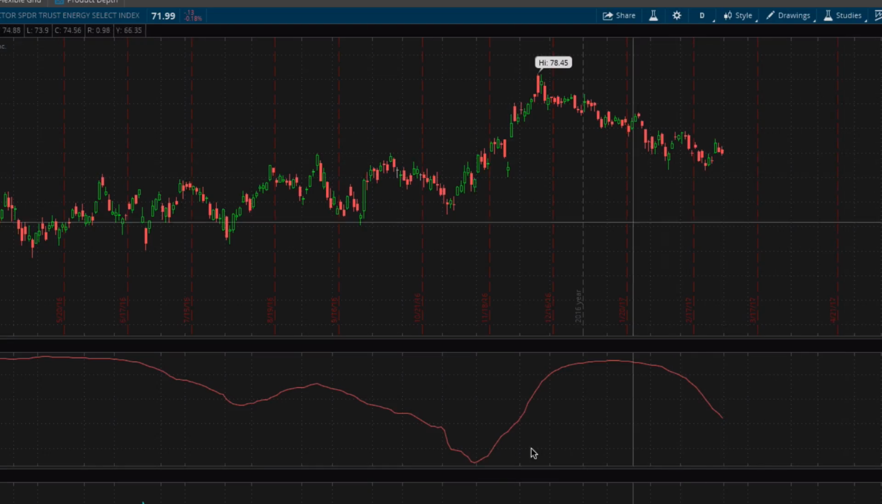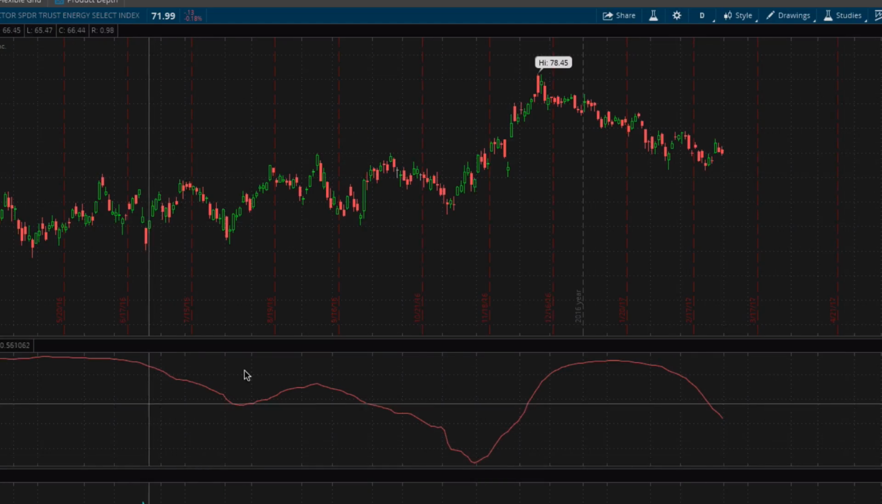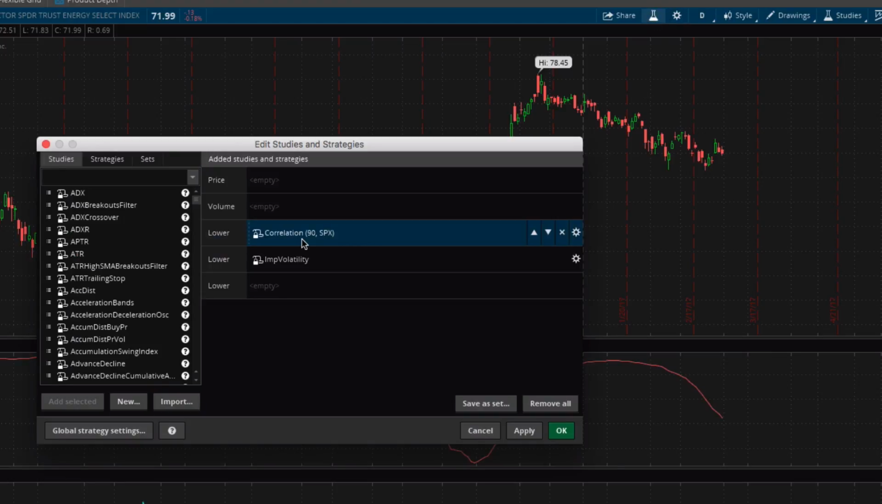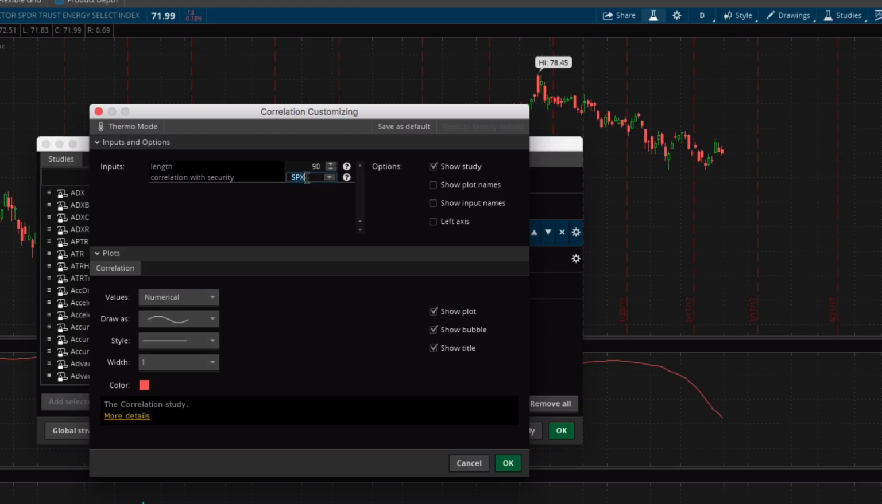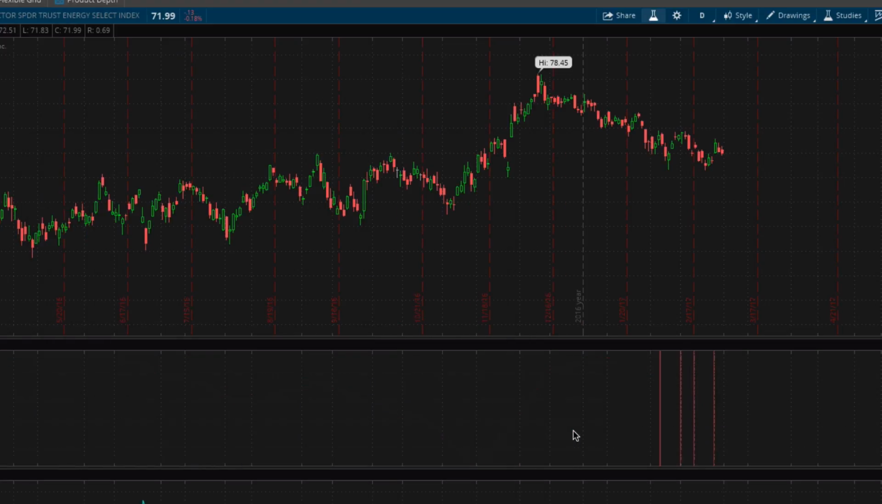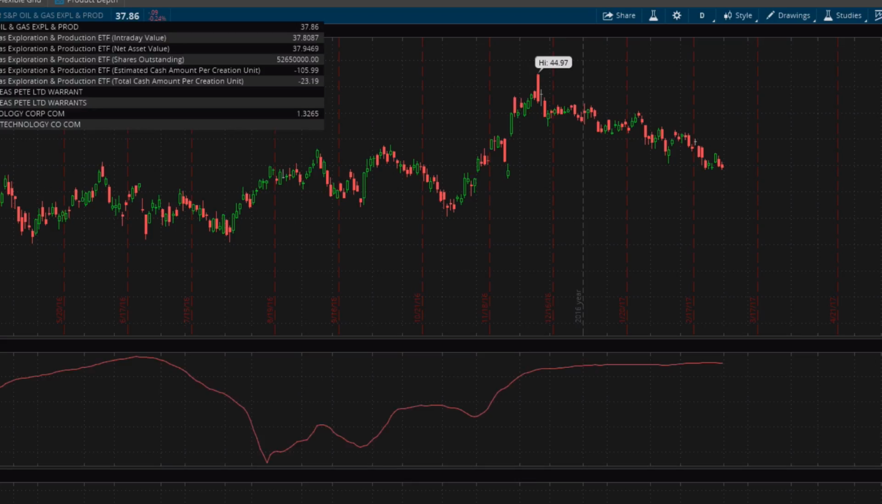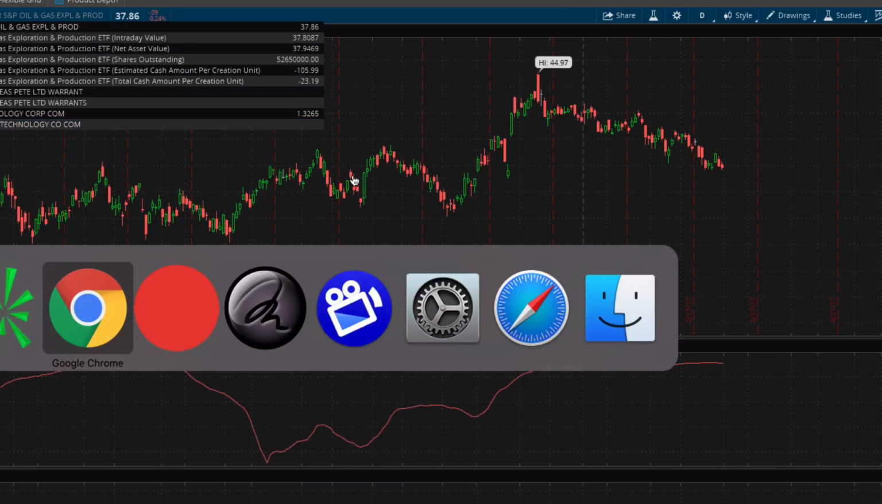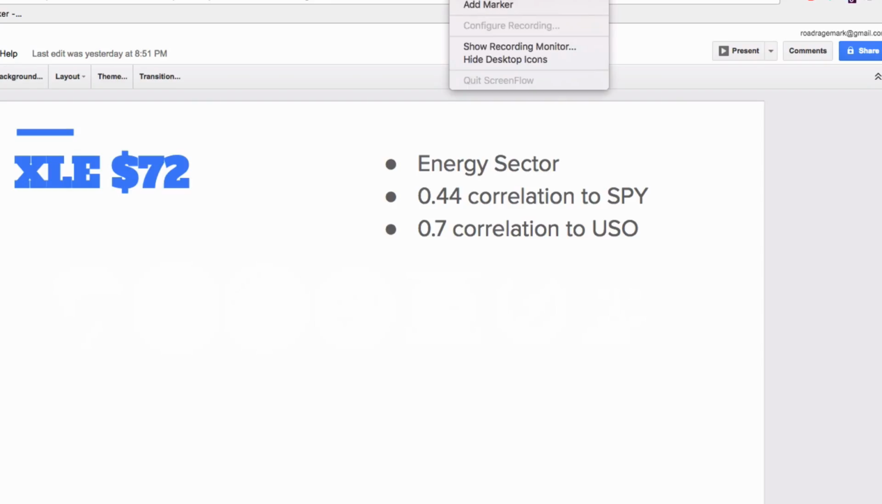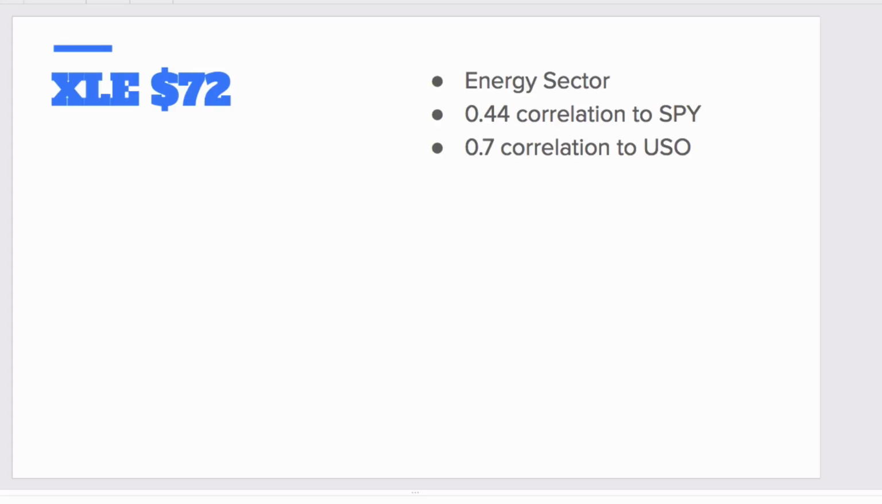Thinkorswim. Correlation, hit the little beaker. Go and hit a correlation. And let's do XLE. Hit OK. Okay. And we're on XLE right now, so this kind of zeroes out. But if I go to XOP, yeah, look, it's up at the top a lot of the time. That makes sense. 0.977 correlation.